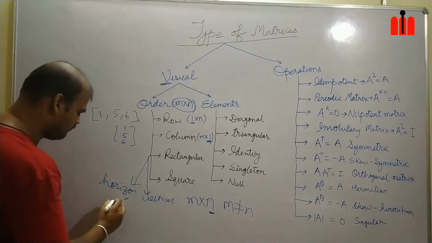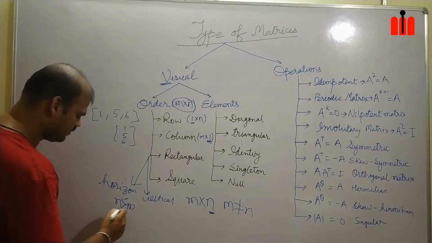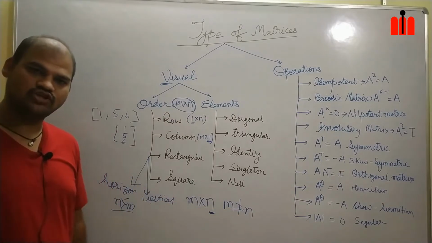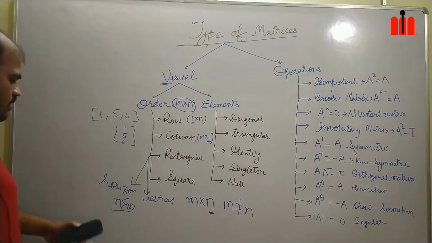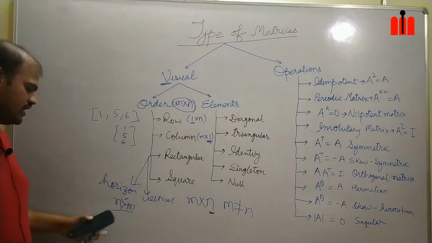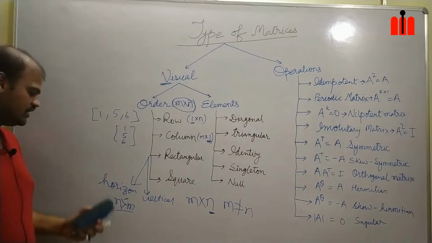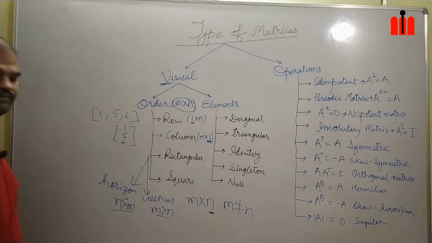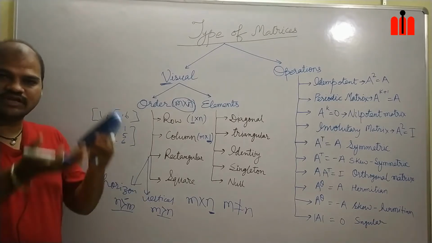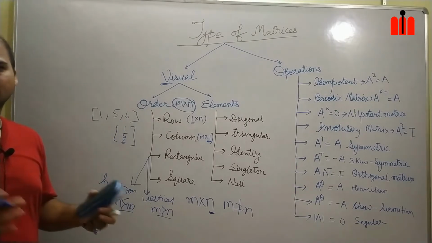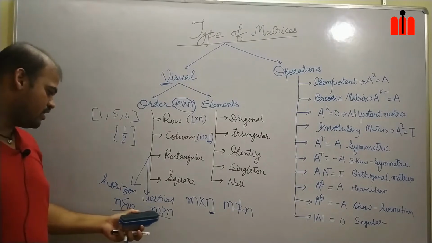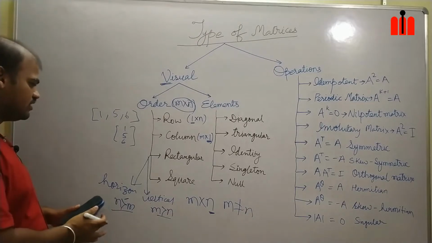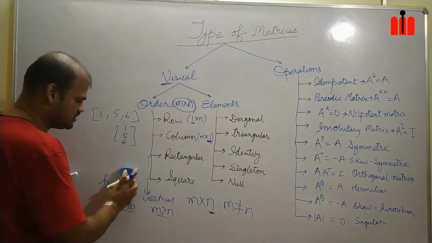So when n is greater than m, then it is horizontal. M is not equal to n is for sure for a rectangular matrix, but in that, if n is greater than m, then it is horizontal. If m is greater than n, then it is vertical. M greater than n means the number of rows is more than the number of columns. In that case, it is a vertical matrix. Got it? So this is a rectangular matrix.